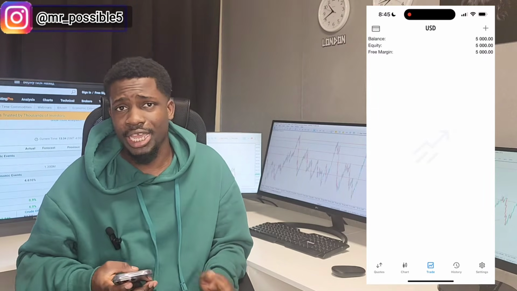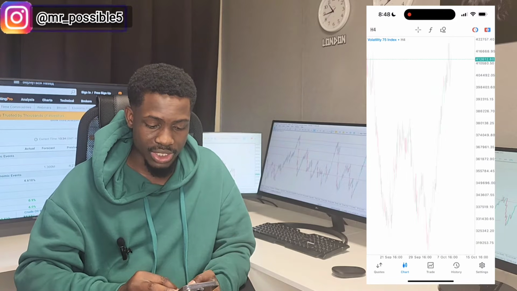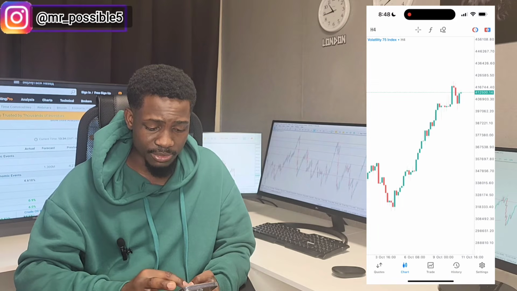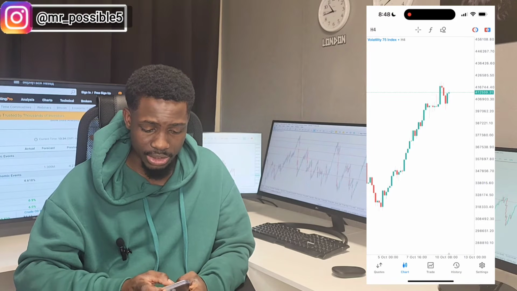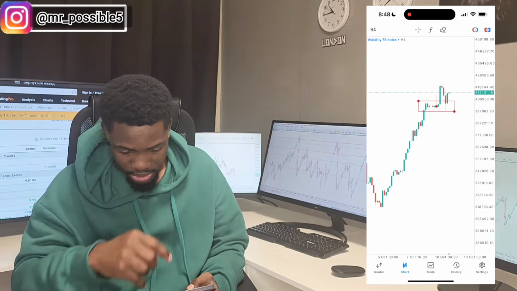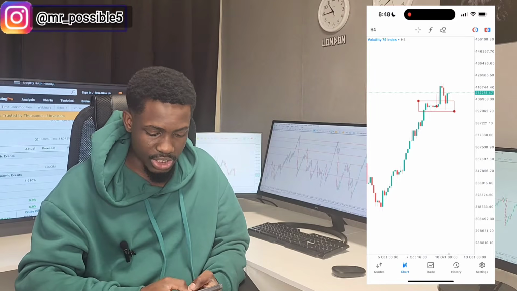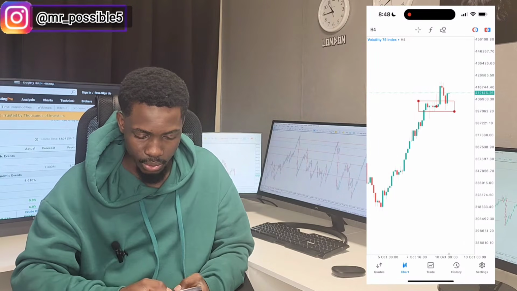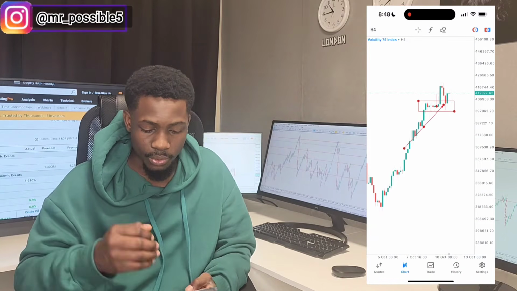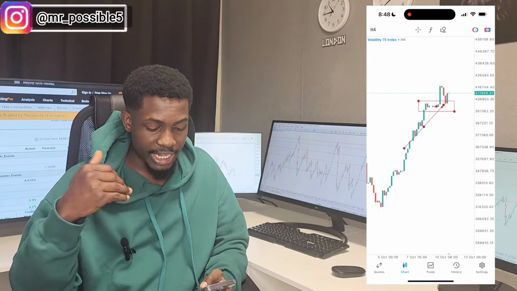Currently I'm looking at Volatility 75. On Volatility 75, we notice a nice movement here. Let me expand that a bit. It broke this particular level, and after breaking the level, it came back to retest the level. Let me show you that very quickly. After retesting the level, we noticed a sudden bullish momentum.